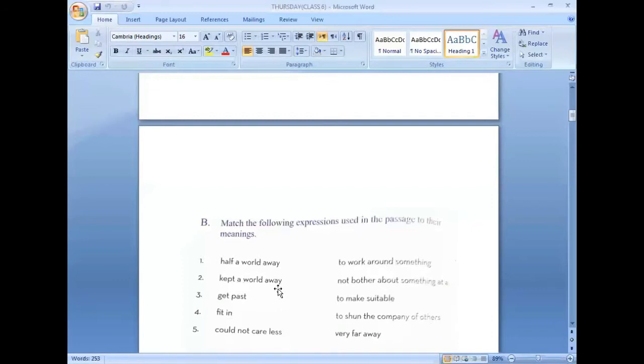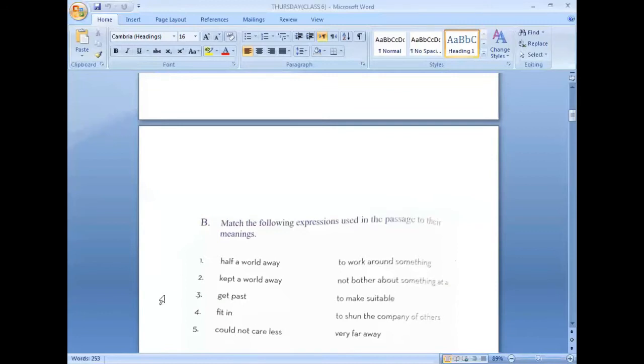You match cast a world away to shun the company of others. Yes. Now get past. What does get past mean? Get past means to be able to stop someone or something from affecting you. That means you don't want that person to have any effect on you, so that you are avoiding that person from affecting you.